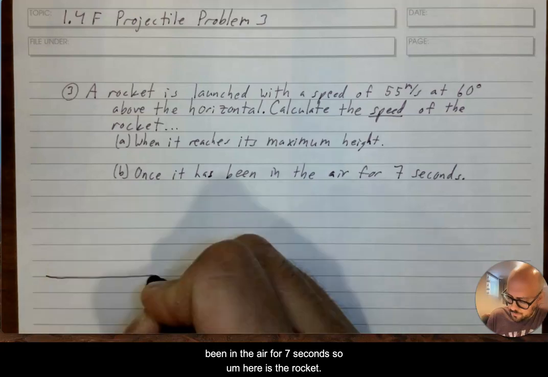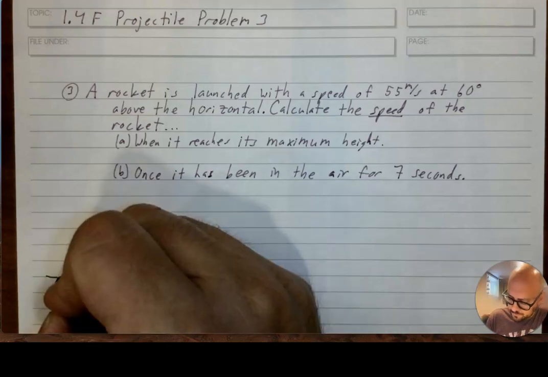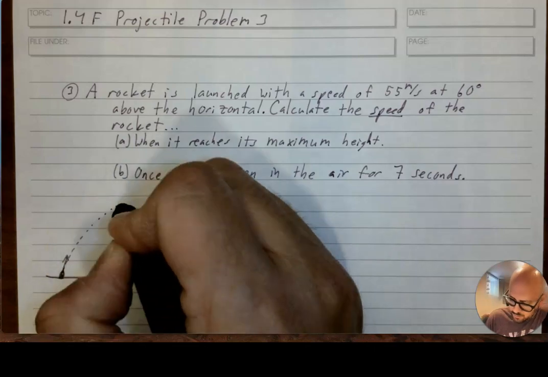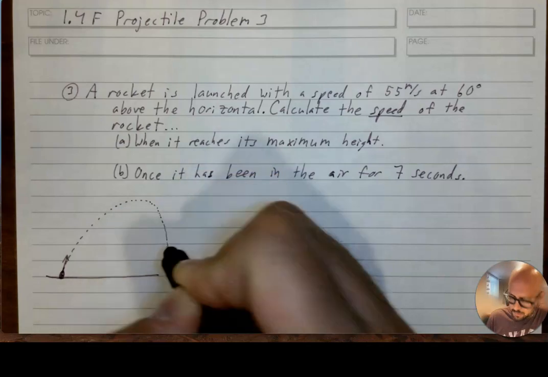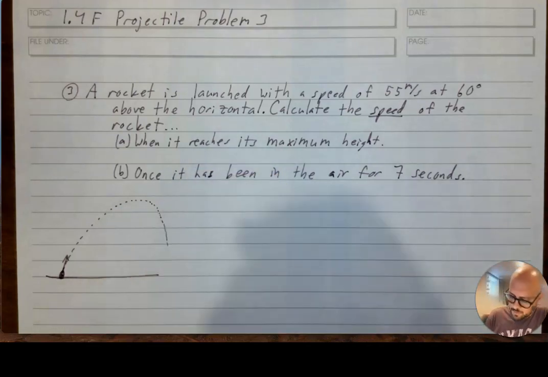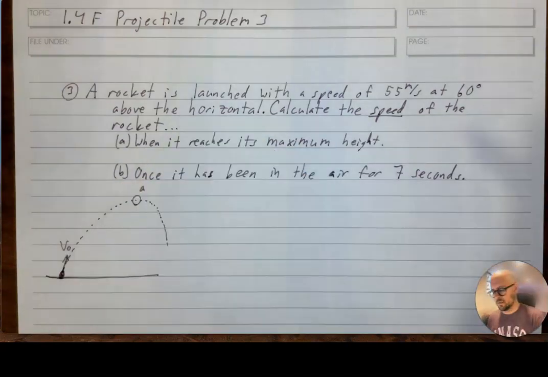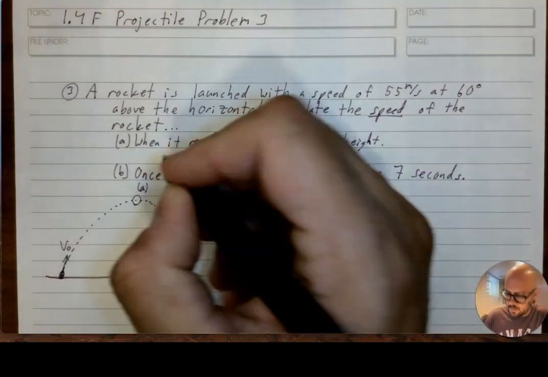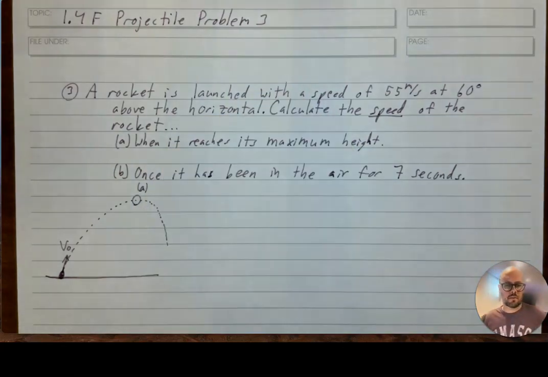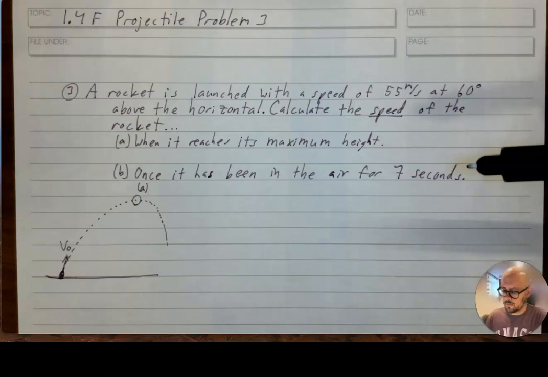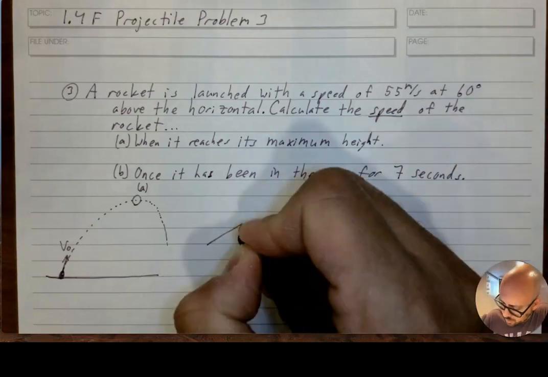So here is the rocket. It goes up in the air and then travels some amount of that projectile. The initial velocity is down here. The maximum height is going to be there. And then 7 seconds, we can look at where that is at a later date. This picture is not going to be very informative to us because none of this question is about distance or displacement. So this question is all about speed.